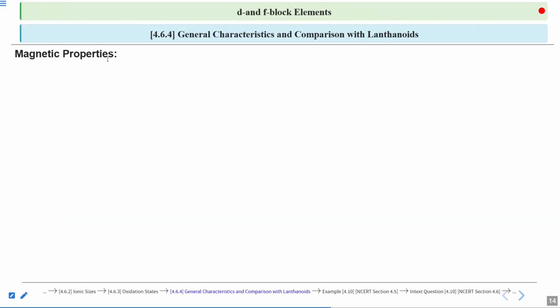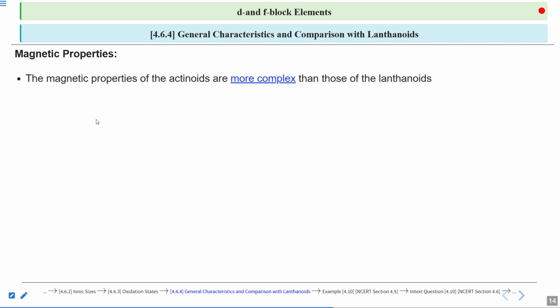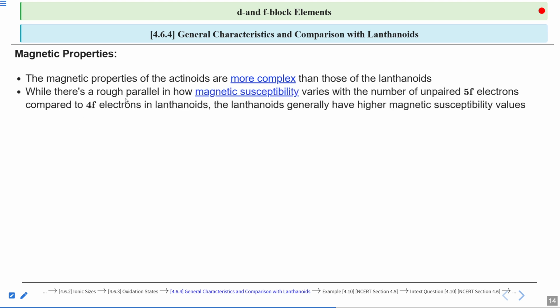Now let's talk about the magnetic properties. The magnetic properties of actinoids are more complex than those of lanthanoids. If you compare with the lanthanoids, actinoids have more complex magnetic properties. While there is a rough parallel in how the magnetic susceptibility varies with the number of unpaired 5f electrons compared to 4f electrons in the lanthanoids, the lanthanoids generally have higher magnetic susceptibility values.